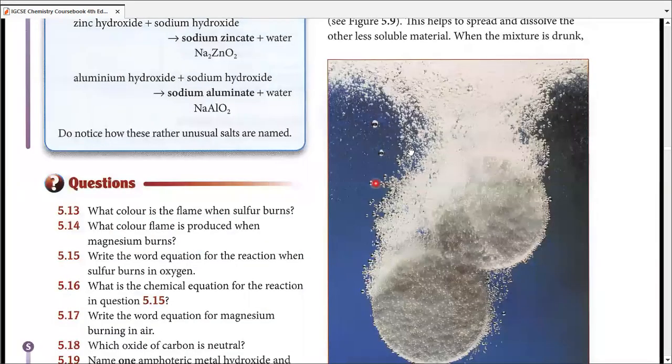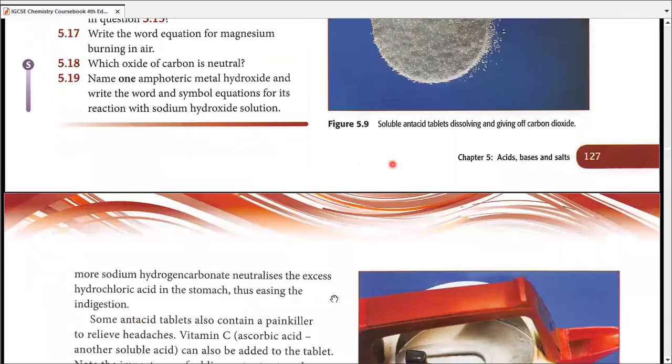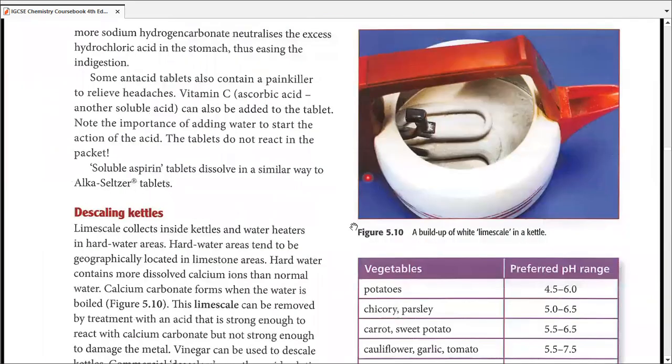I'm going to skip this one. You know, the fizziness in most of the tablets or soft drinks is due to the carbon dioxide they produce. So let's just simply skip it and move on.